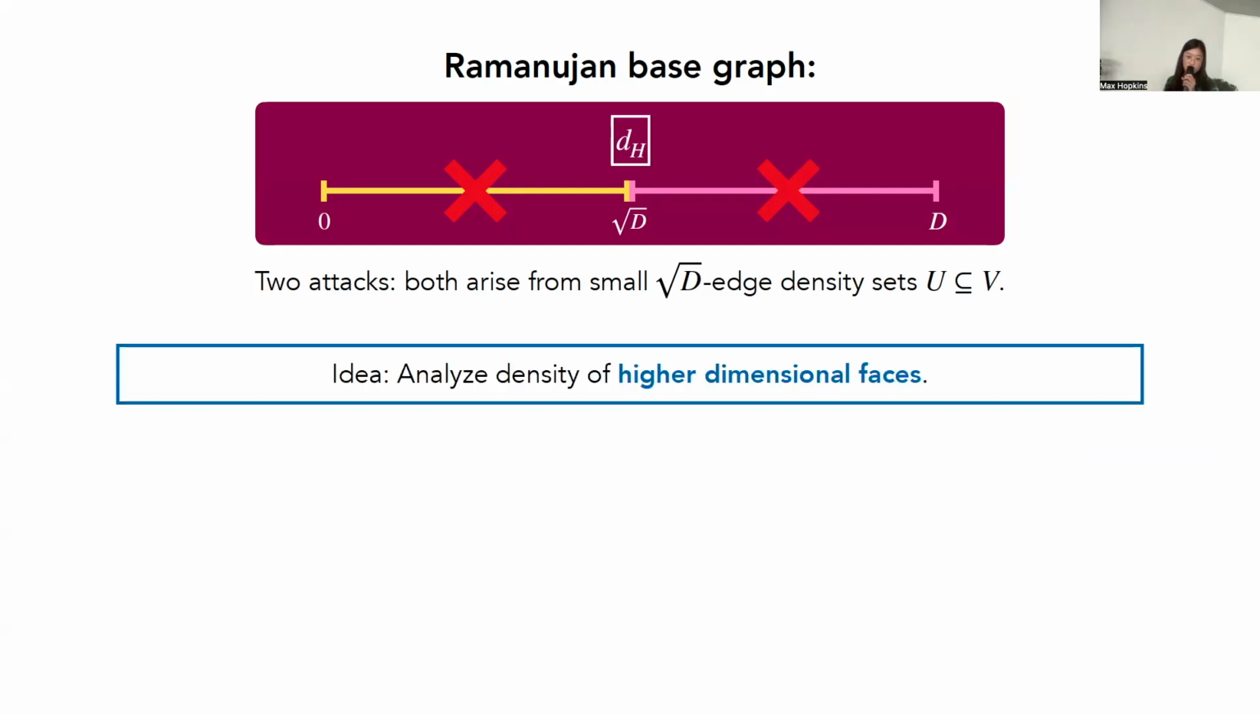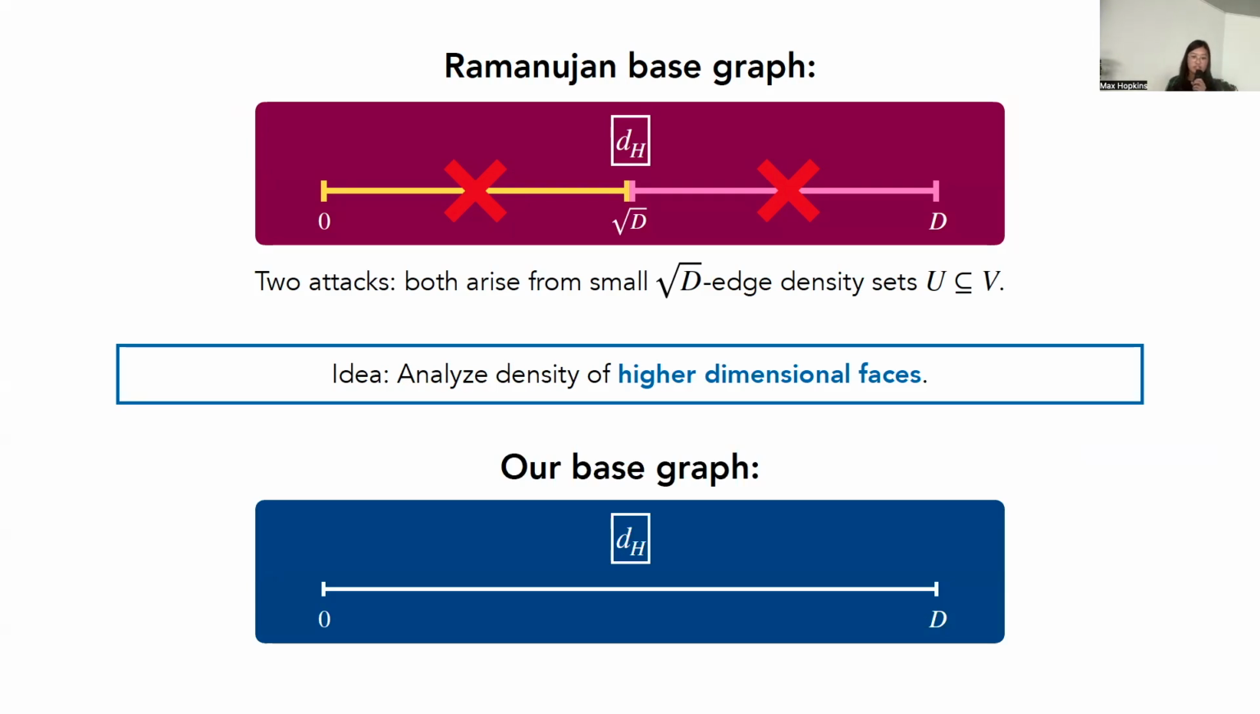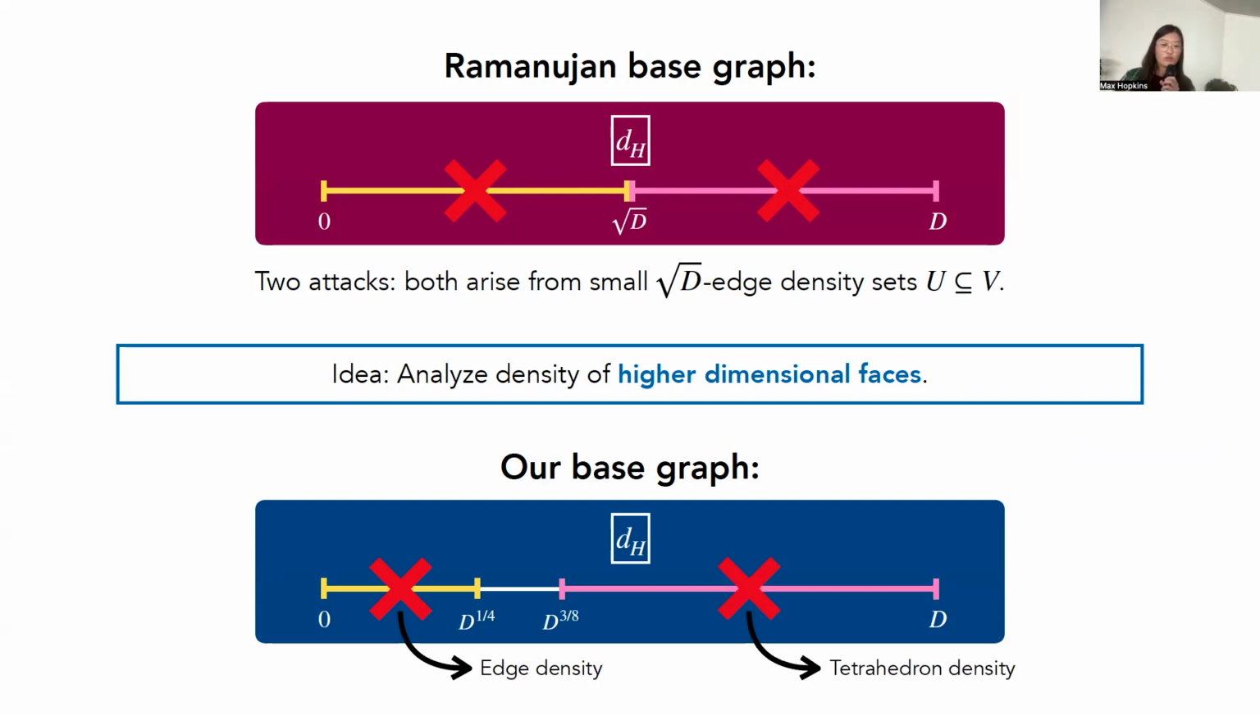So our main idea is that, instead of analyzing simply edge density, we're going to analyze the density of higher dimensional faces. In particular, for our base graph, the same 2 attacks apply. The first one is still going to be related to edge density. The second one, however, we can instead argue with tetrahedron density, or a higher dimensional face density.